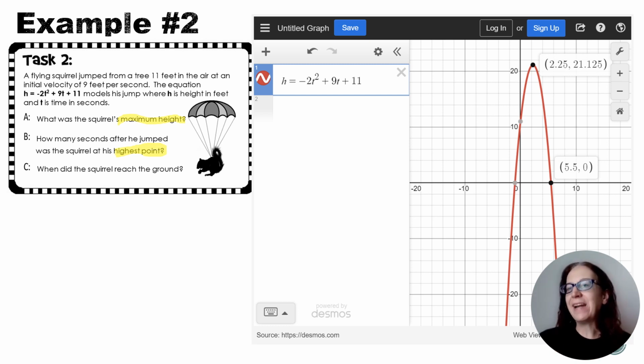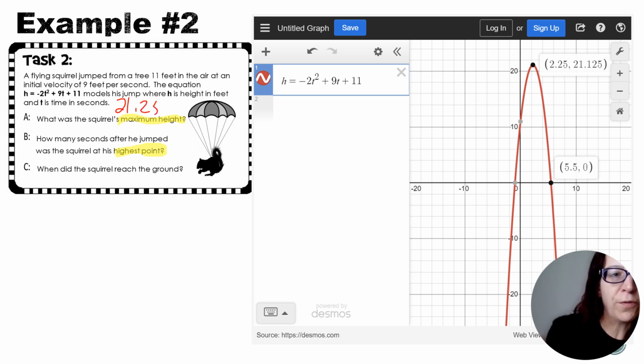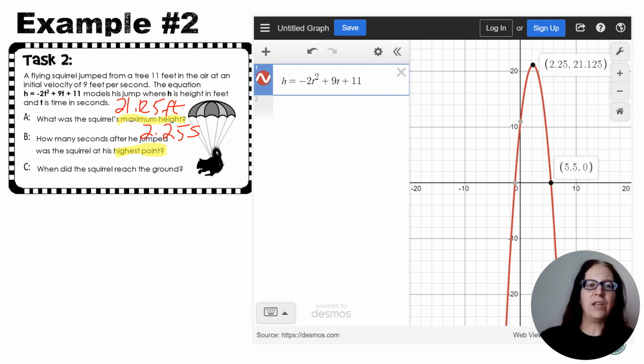What was the squirrel's maximum height? That's your y coordinate. The y coordinate's always going to tell you what the maximum or the minimum is. So when we did our vertex form and we practiced finding maximum or minimum, we were looking at the y coordinate. So for this problem, the maximum height is 21.125. What are we talking about here? Feet. Okay. And how many seconds after he jumped was the squirrel at its maximum height? That was the 2.25. So the 2.25 is when did he get there, and the 21.125 is how high was he.